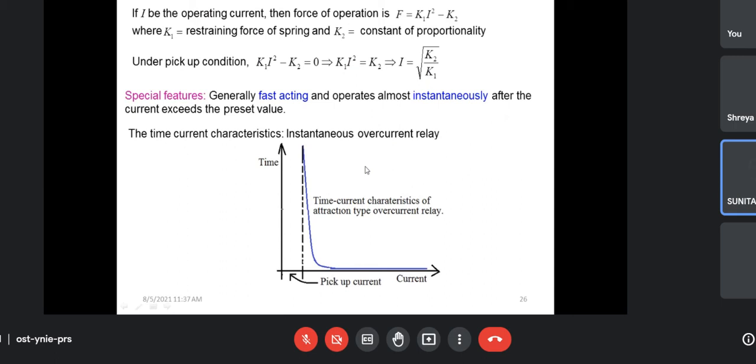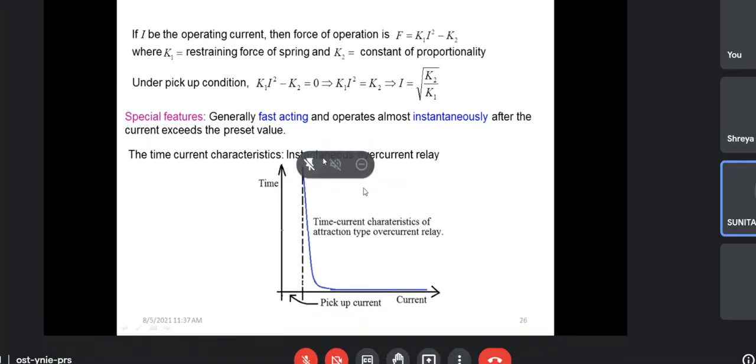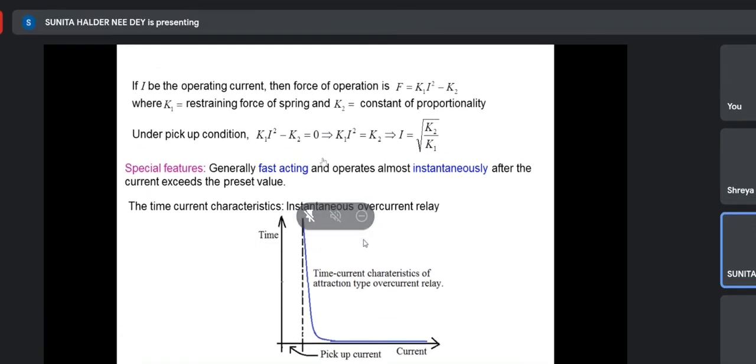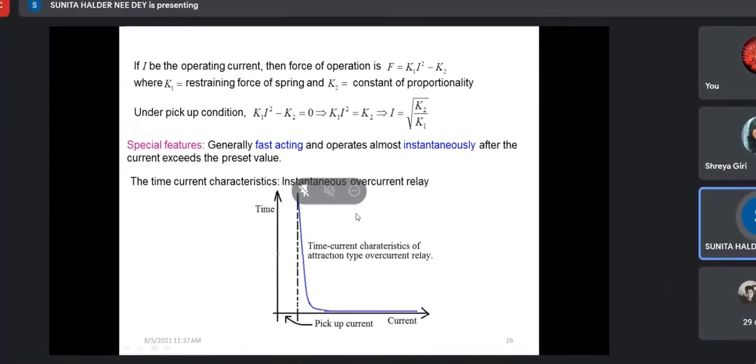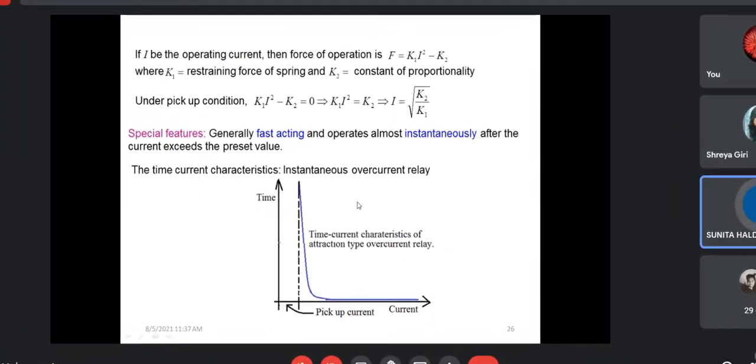Now, what is the special feature of this attraction type overcurrent relay? You see, in attraction type overcurrent relay, there is no such control. So if current goes beyond a certain value, then it will operate. It is very fast acting because it is very simple and very instantaneous. Whenever there is a fault and current goes beyond a value, it will operate. It will not wait. There is actually no means in this relay design to make it wait.